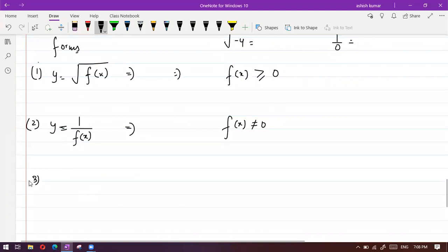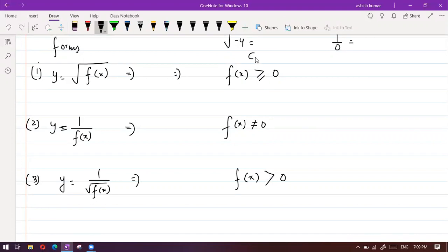If you see this type of format, let's say y is equal to 1/root of f(x), the first thing is that we cannot have the negative value for f(x), and the second thing is that f(x) also cannot be 0. So here the condition must be that f(x) is strictly greater than 0.